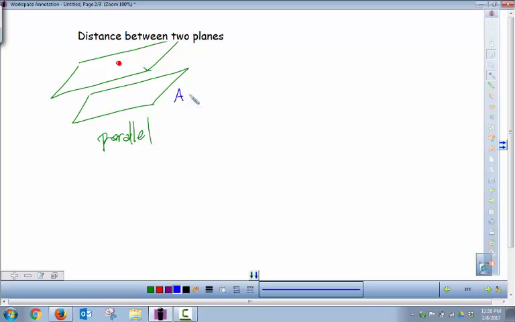Let's say this plane is Ax + By + Cz = D. What can you tell me about the other plane, if they're parallel? It has the same normal vector. But they would have a different D, right? So let's call one D1, let's call the other one D2.